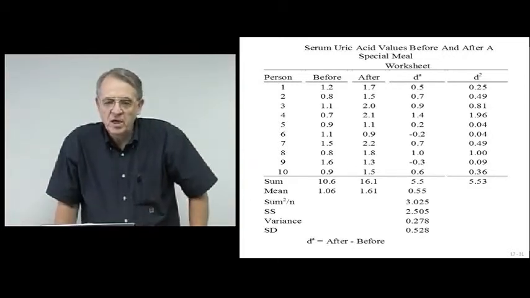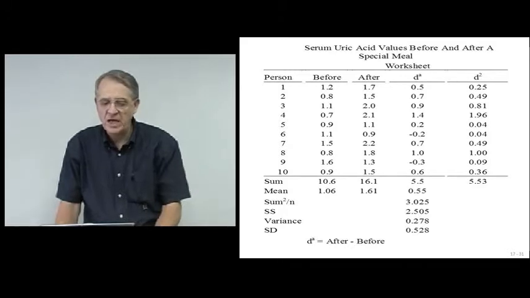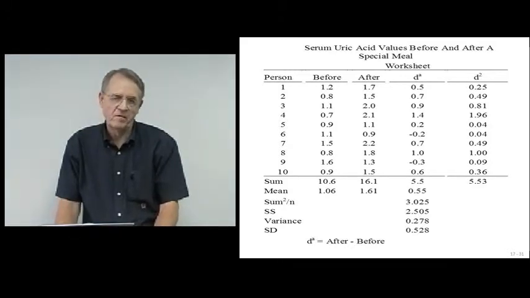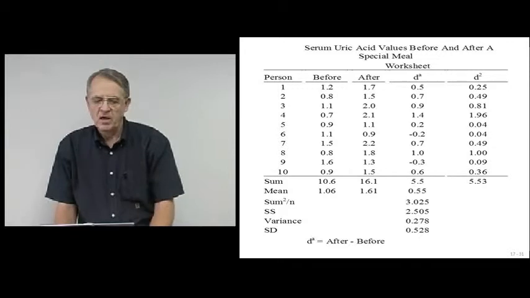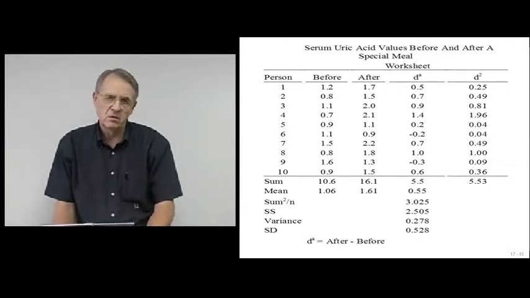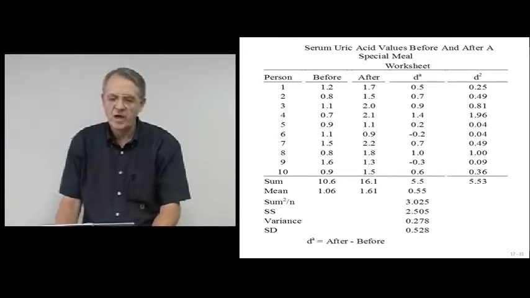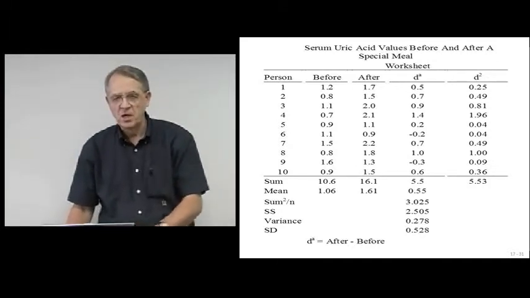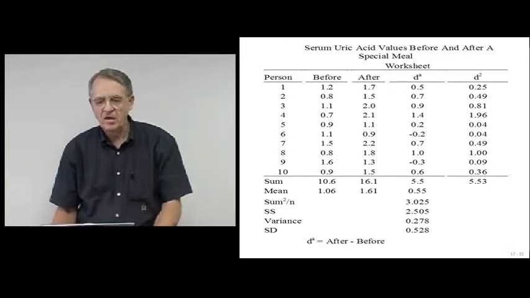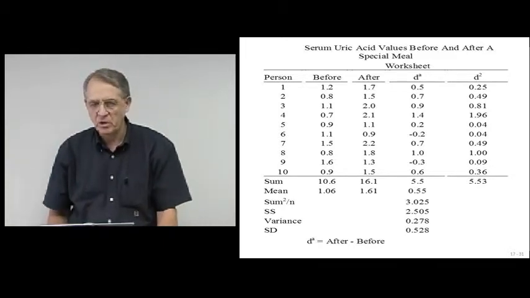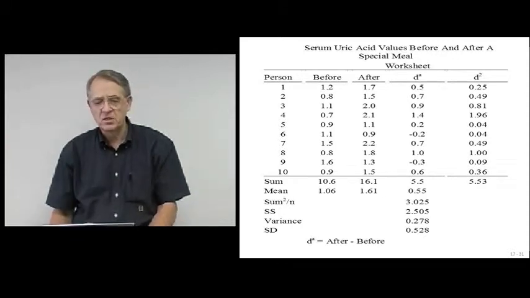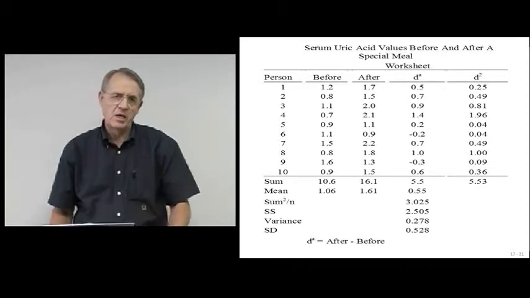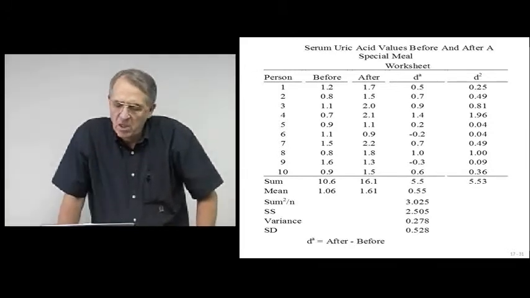So the question we're trying to address now is, is that mean difference of before and after sufficiently far enough away from zero for us to reject the claim that the true value of the difference between before and after is zero? And if we reject that null hypothesis, obviously we have evidence that the meal had some impact on the serum uric acid values. So that's what we're really after.